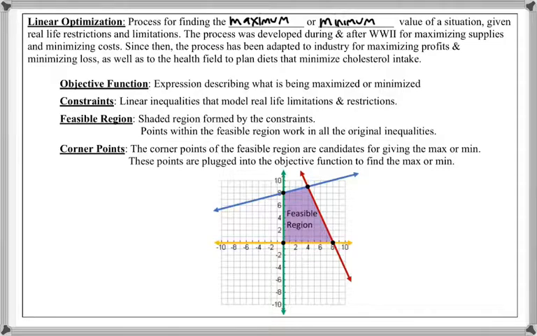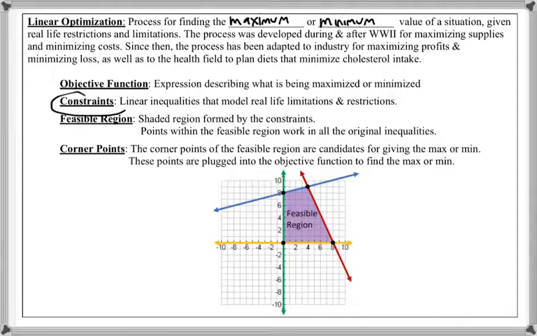There's a lot of terminology in this section, and we're going to need to know what all of these terms mean. So we have the objective function. This is the expression describing what is being maximized or minimized. Are we trying to maximize profit? Are we trying to minimize loss or minimize cholesterol? So the objective function is the expression which describes what we're trying to maximize or minimize.